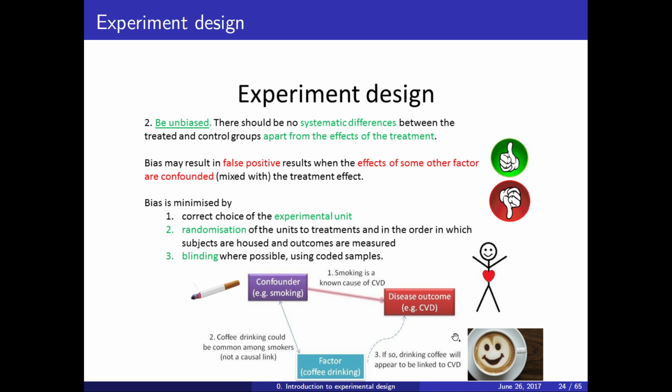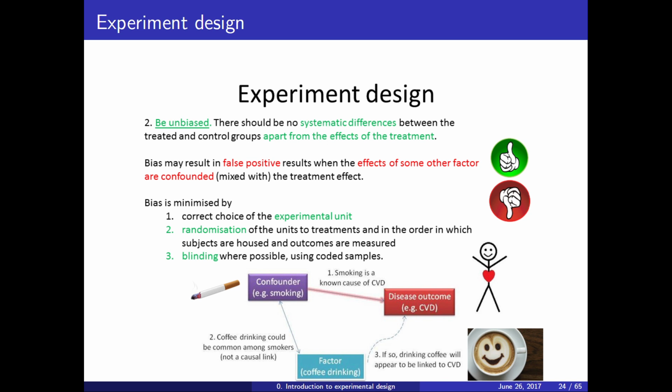So to avoid this kind of situation, what you have to do is to first choose wisely the experimental unit, and then randomize and blind. So those are the main two tools to avoid having confounders that you haven't thought of.